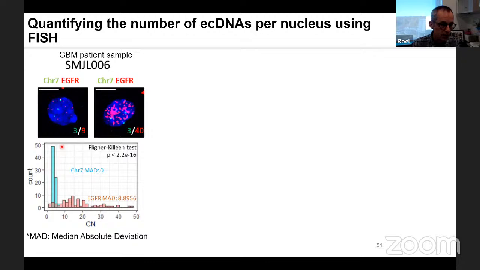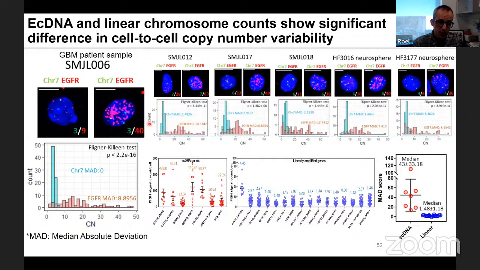And we observed a similar pattern for other tumor samples as well as for a few of our cell cultures. And this is not limited to glioblastoma. These are data from a number of cell lines, also including many non-brain tumor cell lines. So the MAD, the median absolute deviation, is significantly higher for ecDNA signals relative to linear signals, showing that indeed there's much more heterogeneity of ecDNAs within tumor samples relative to linear DNA segments.